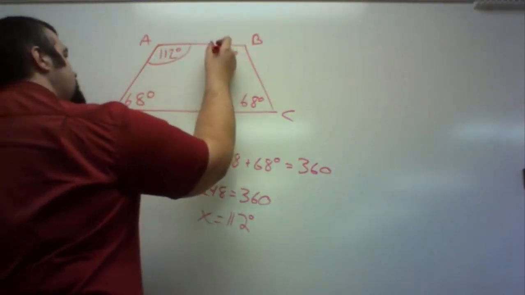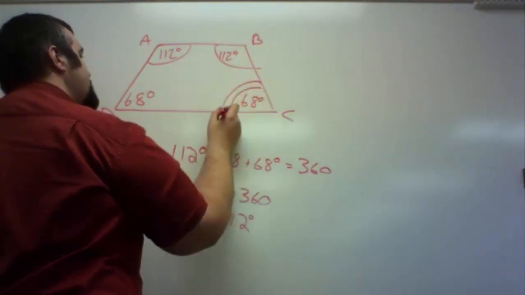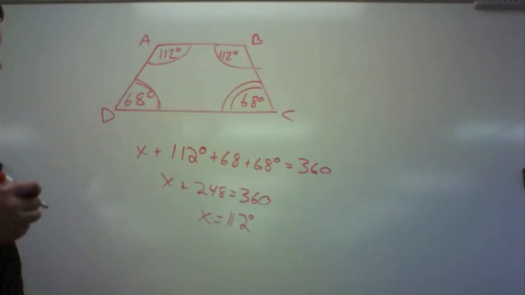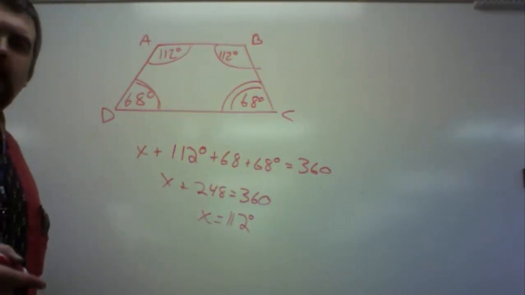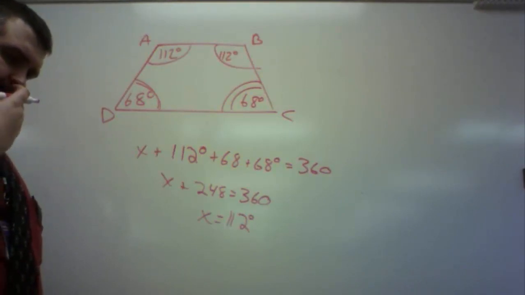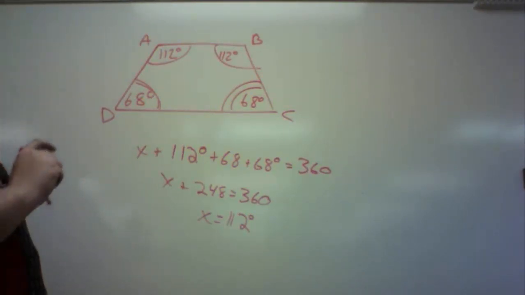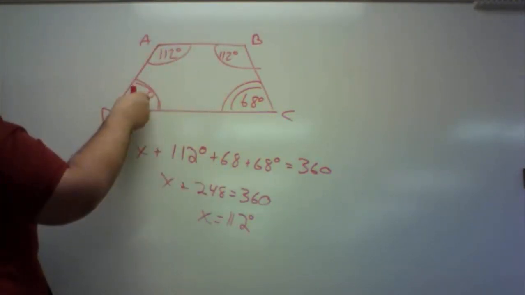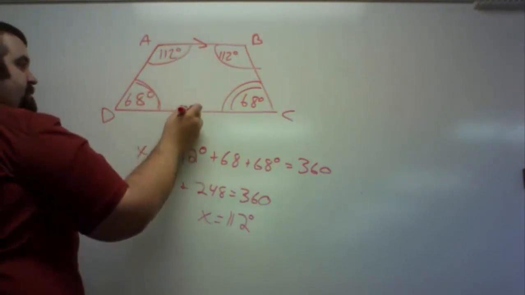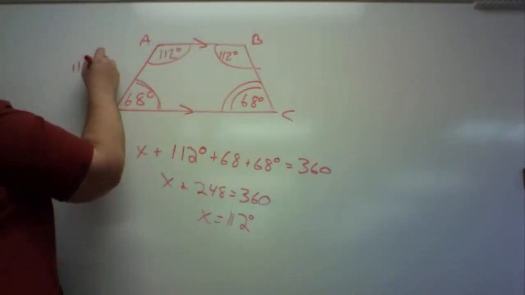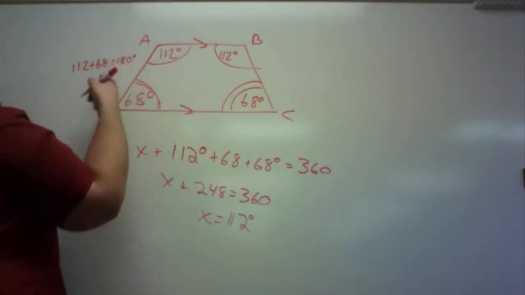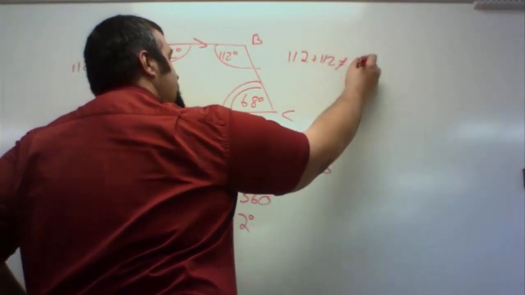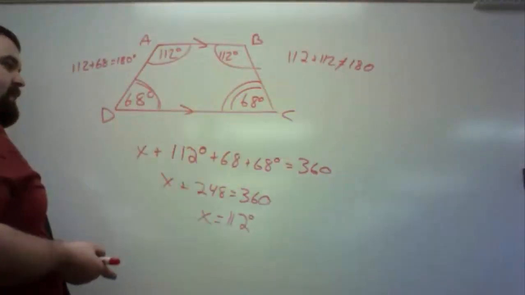So this angle and this angle are congruent. This angle and this angle are congruent. Now it looks very tempting to say isosceles trapezoid. But the question is, is this a trapezoid? It is, because the consecutive interior angles of two lines are supplementary. 112 plus 68 equals 180. However, if I did the opposite, 112 plus 112, that does not equal 180. So I have only one set of parallel sides.